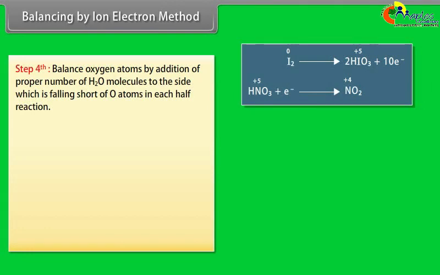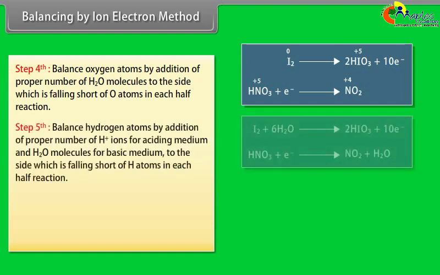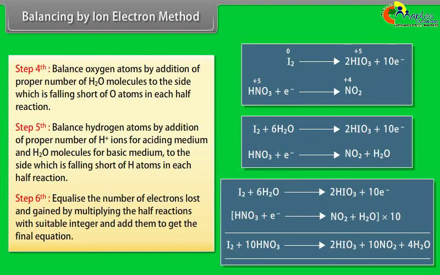Step fourth. Balance oxygen atoms by addition of proper number of H2O molecules to the side which is falling short of O atoms in each half reaction. Step fifth. Balance hydrogen atoms by addition of proper number of H+ ions for acidic medium and H2O molecules for basic medium to the side which is falling short of H atoms in each half reaction. Step 6. Equalize the number of electrons lost and gained by multiplying the half reactions with suitable integer and add them to get the final equation.